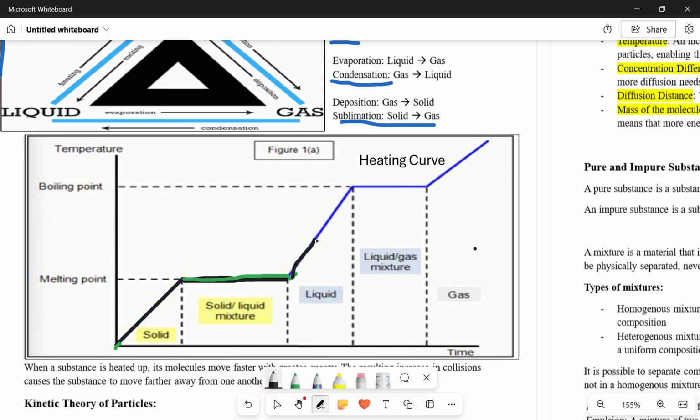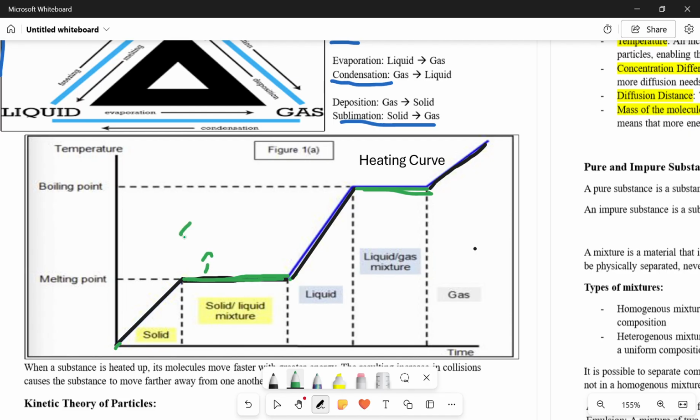Then you continue to put in heat, and at one point it becomes vapor, and that is the boiling point. And here again liquid and gas exist simultaneously, and then it continues as gas. So this here is melting, this here is evaporation or vaporization.